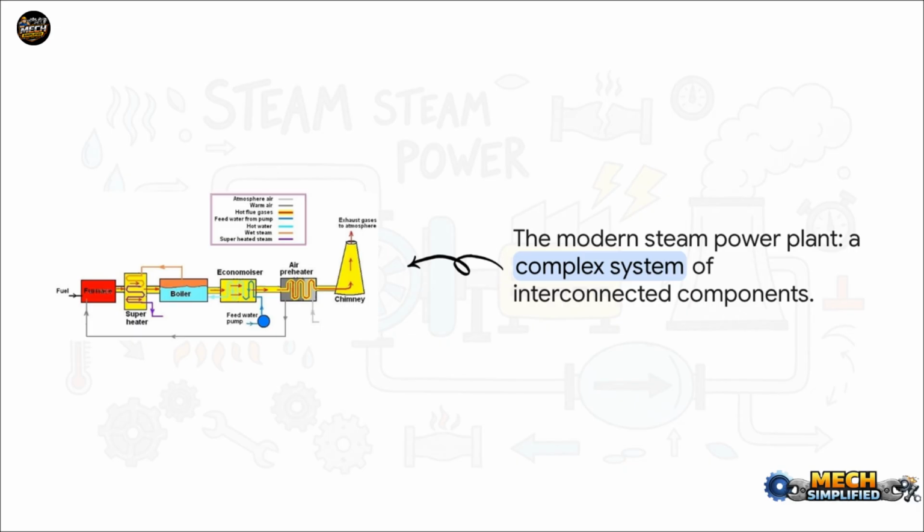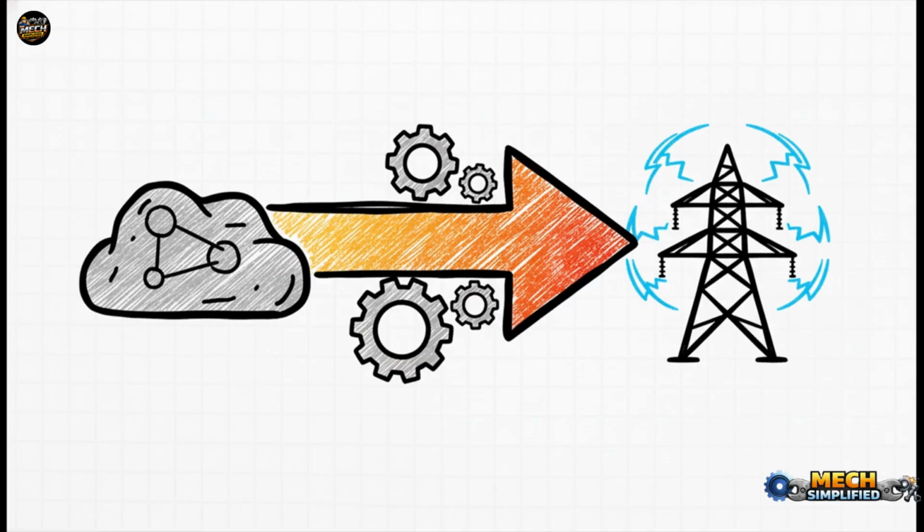So, before we get into all the nitty-gritty details, let's just be super clear on the fundamental goal here. The mission statement is simple to say, but wow, is it hard to actually do. You have to take all that chemical energy that's locked inside the fuel and somehow convert it into stable, reliable electrical power. And every single component we're about to look at is an absolutely critical link in that chain.